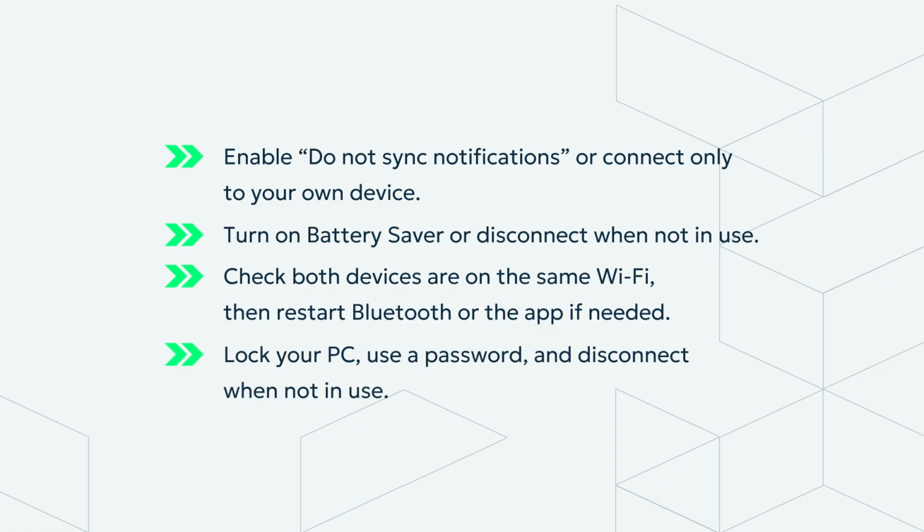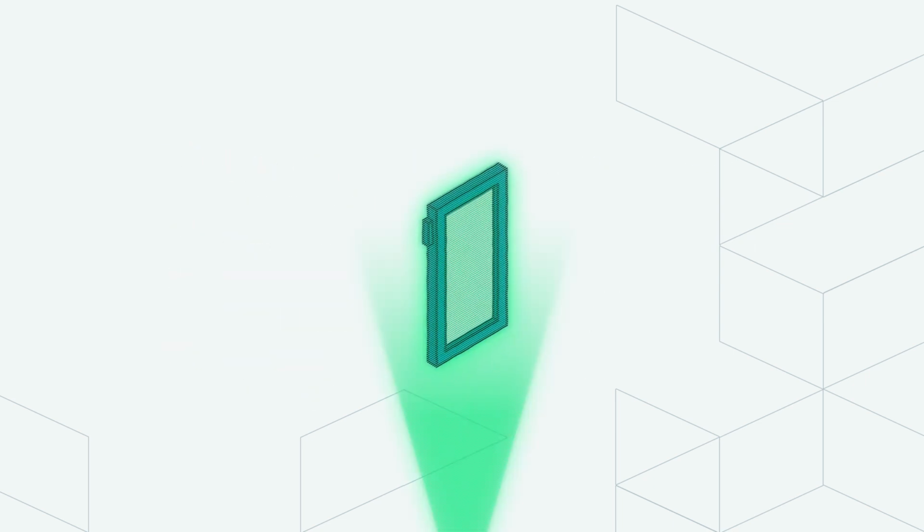Finally, to prevent unwanted phone access due to leaving your PC unlocked, remember to lock your screens, use a password, and disconnect when not in use. Using your PhoneLink app prudently leads to a more efficient and secure use of your phone-PC link.